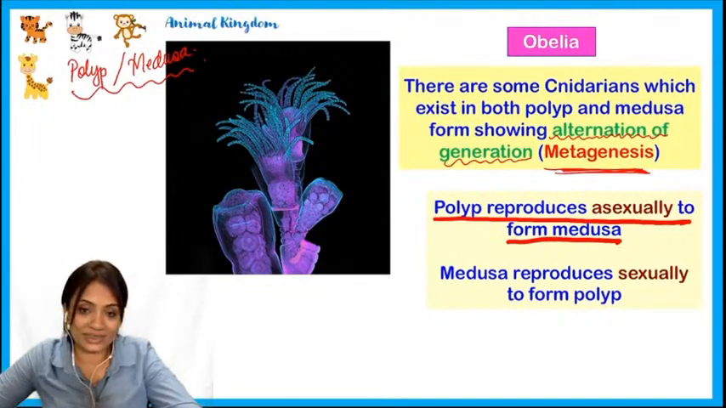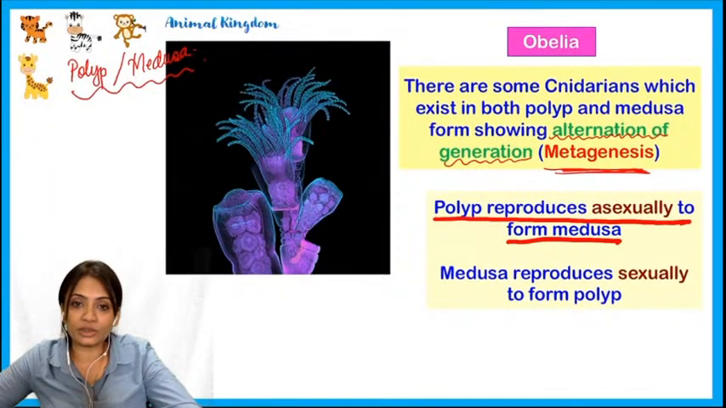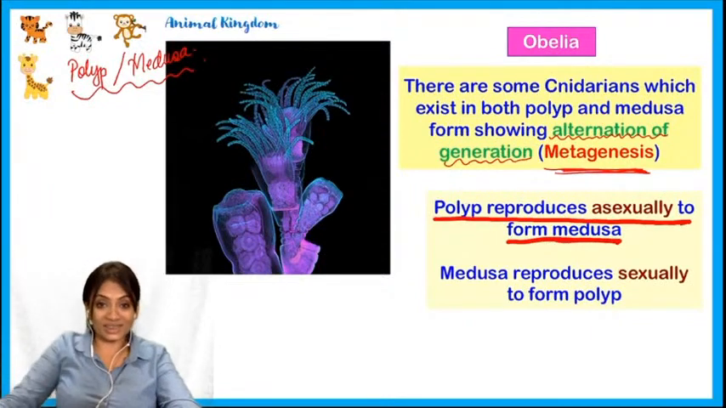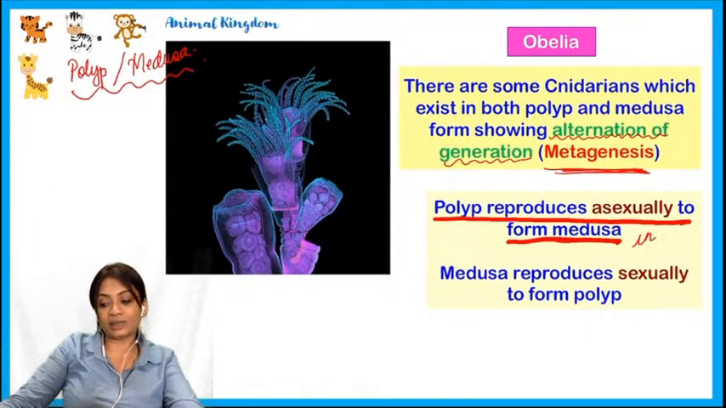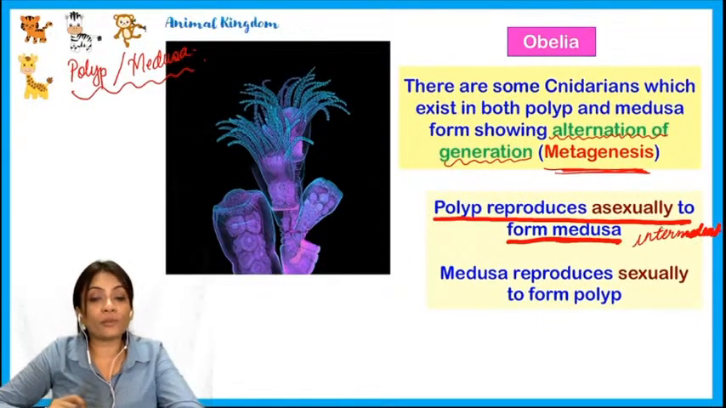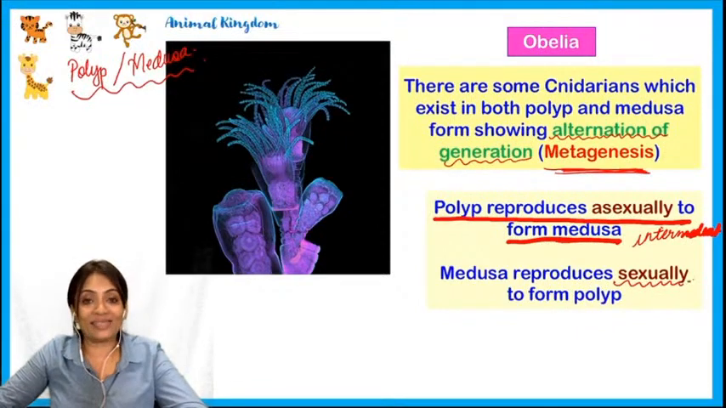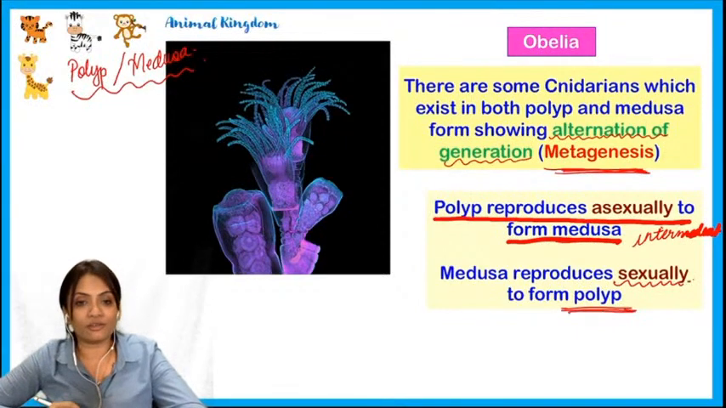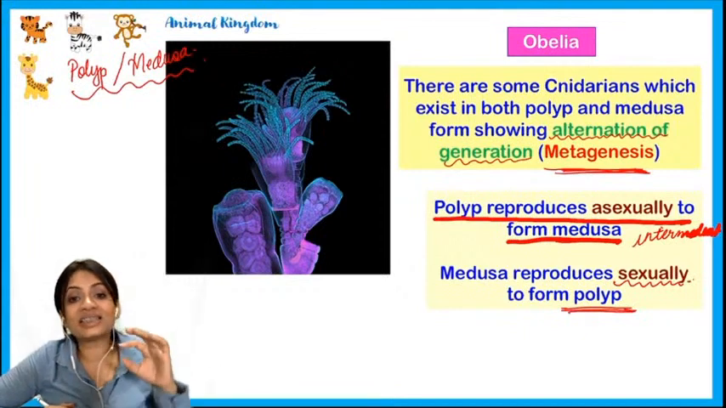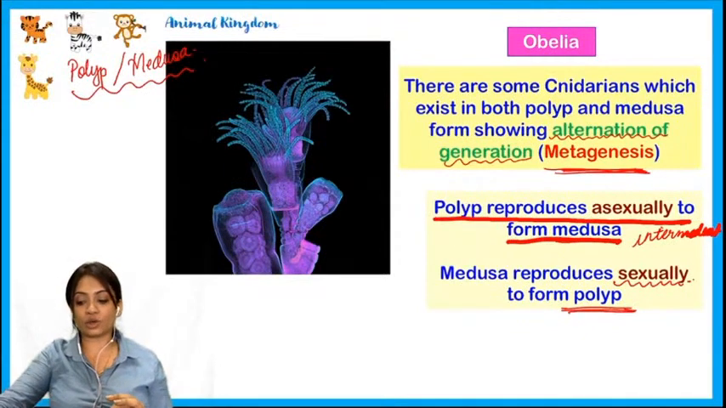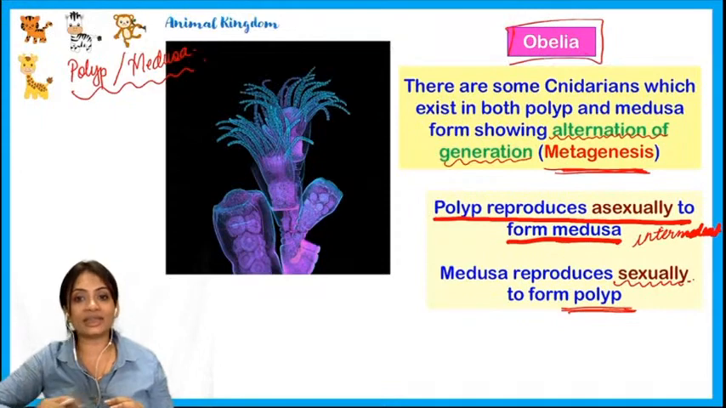So what we saw here was, look at the same sentences that we read a little while back, where first we said that the polyp is going to be reproducing asexually and it is forming medusa. So what is this medusa? This is that intermediate form that we had, the medusa. Then that medusa is the one which was producing gametes. So that one is going to be reproducing sexually, and that is going to eventually again give rise to a polyp. This is seen only in this one, which is called Obelia. Okay, it's only seen in Obelia.